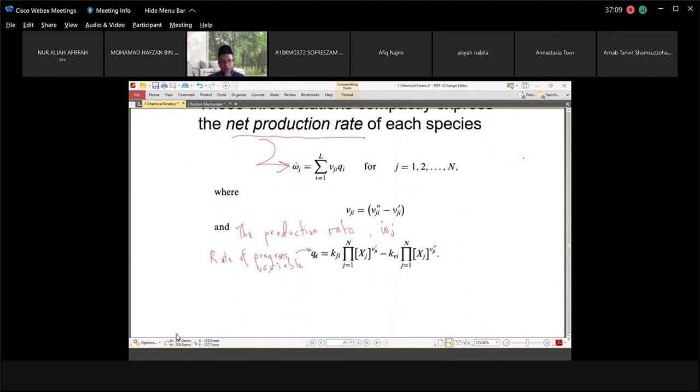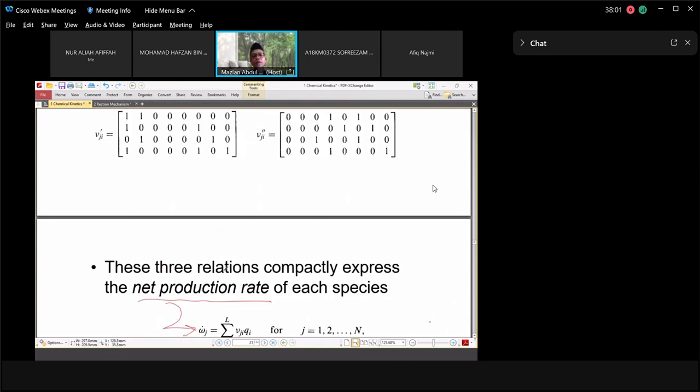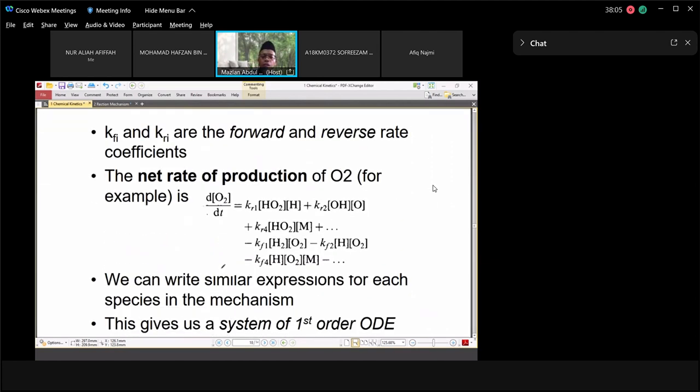So, okay, for example, let's say for the equation of oxygen, dO2 dt, we have the equation, the one that you saw earlier. This one, dO2 dt for the first species.